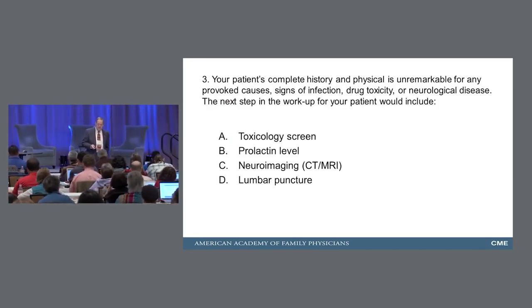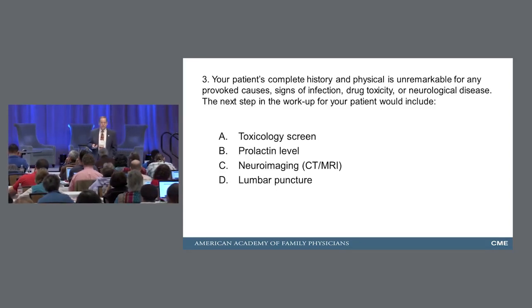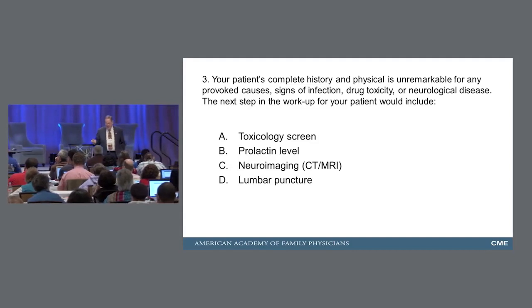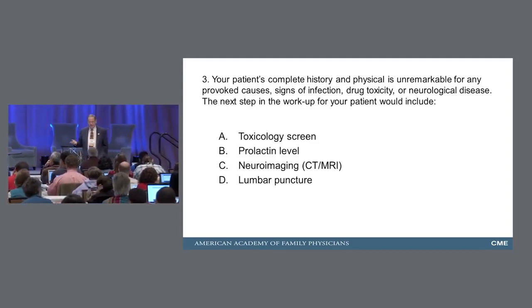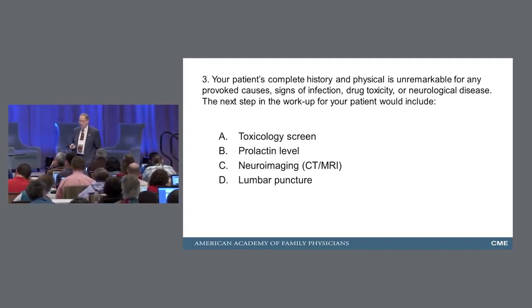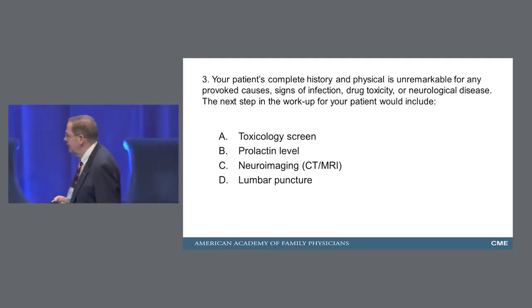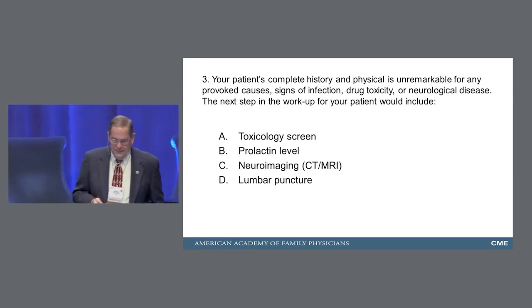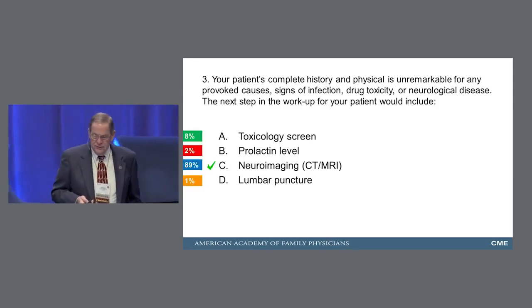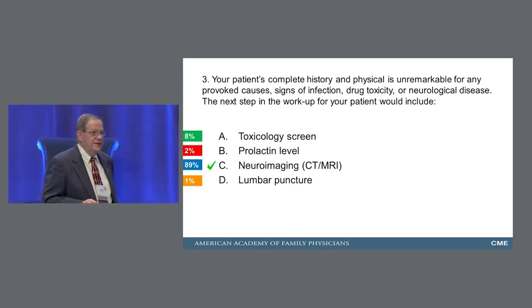Third question, your patient's complete history and physical examination is unremarkable for provoked causes, signs of infections, drug toxicities, neurological disease. The next step in your workup would include a toxicology screen, prolactin level, neuroimaging, or lumbar puncture. Go. Okay, good. Neuroimaging is the next step.